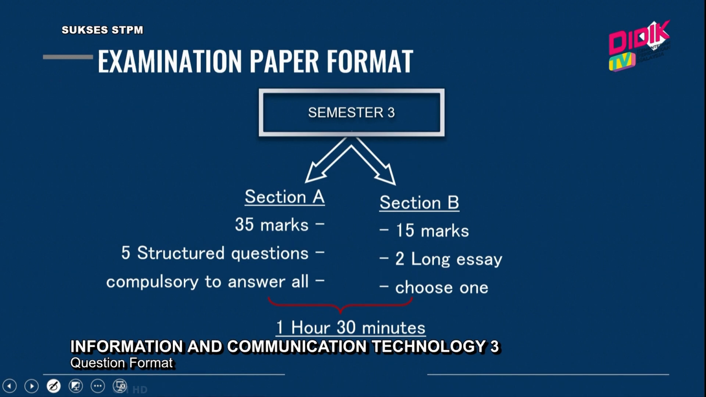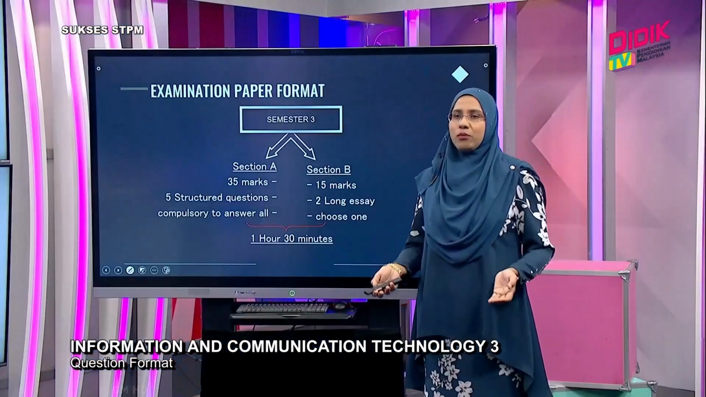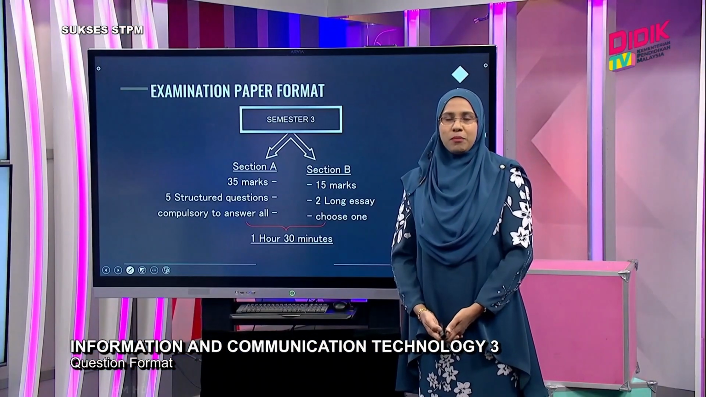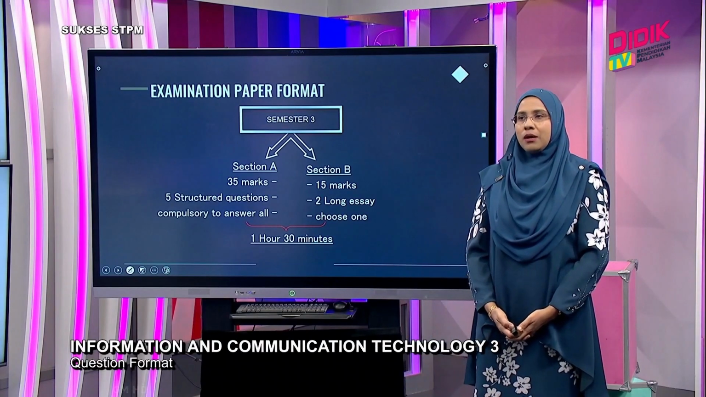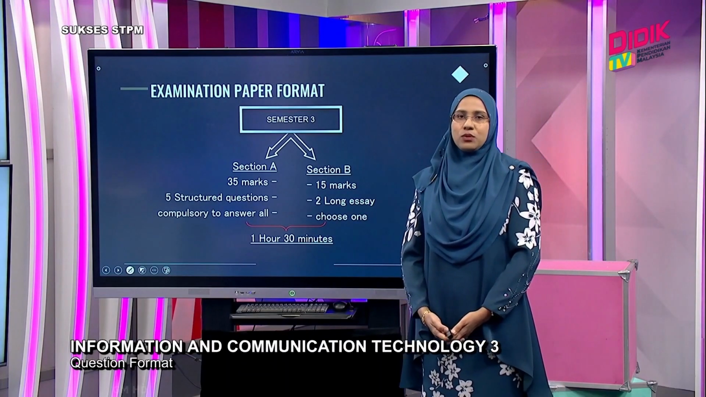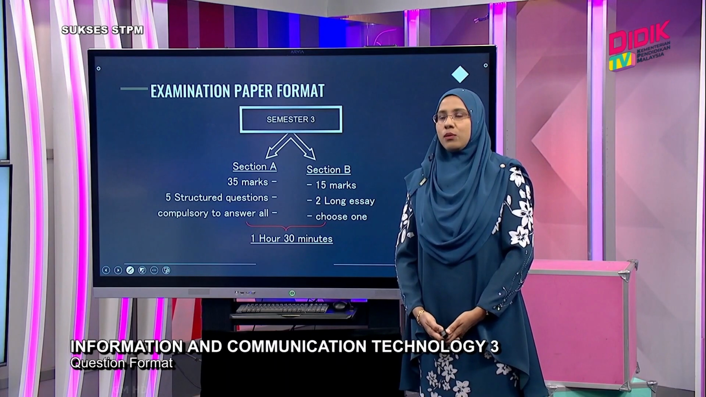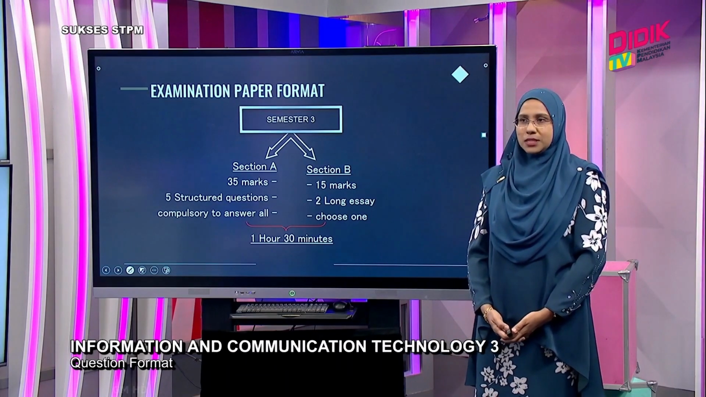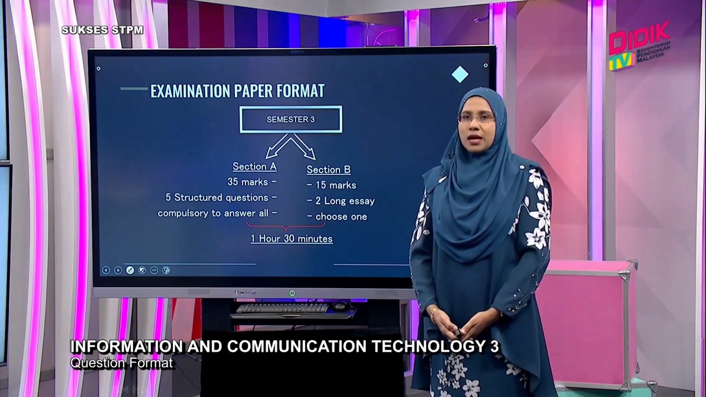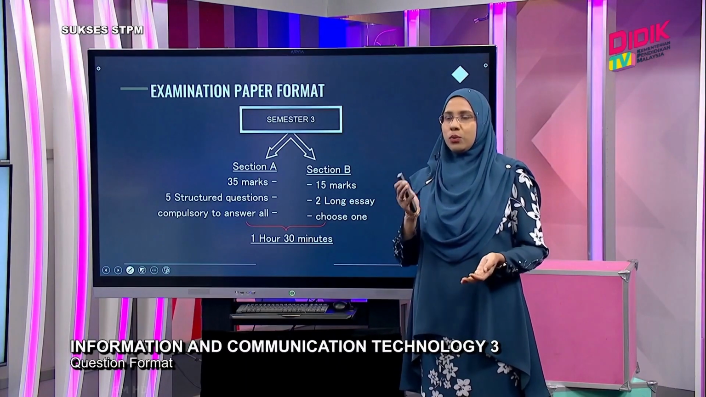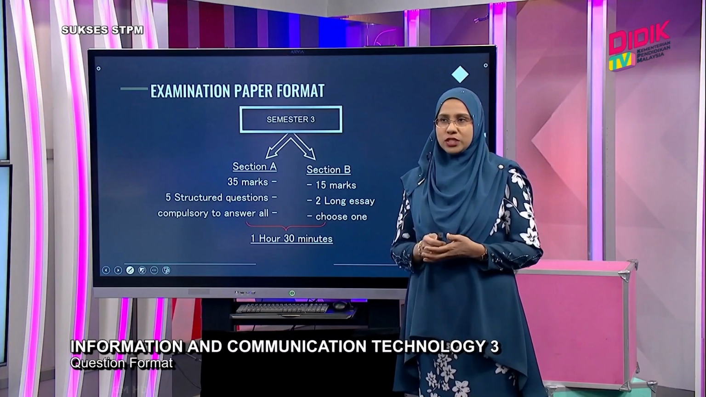For Section B, the marks allocated are 15 marks and we have 2 long essay questions and you have to choose only one. So here you have to make a wise choice before you answer the question. These 2 sections must be answered within 1 hour and 30 minutes. So don't waste time, because you only have to answer 6 questions.